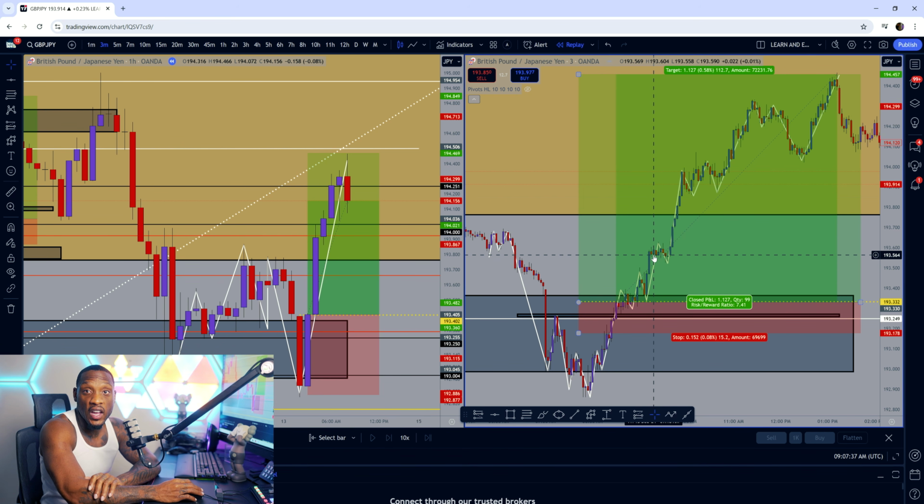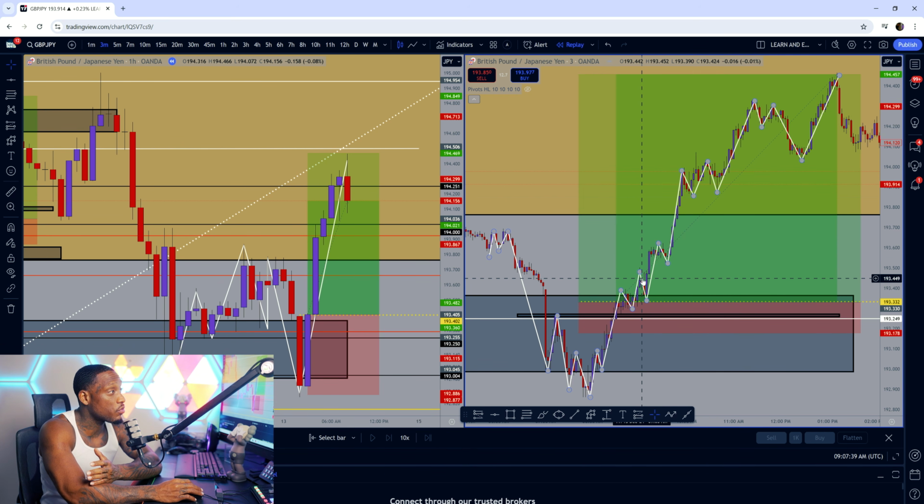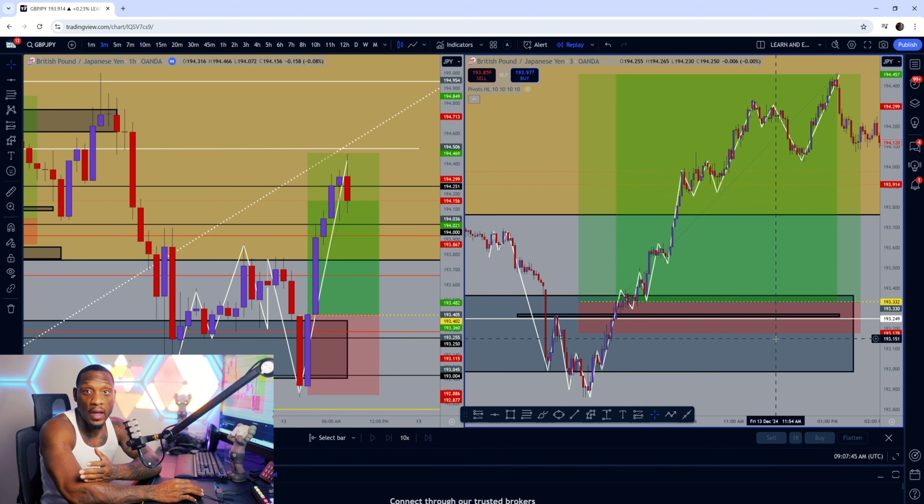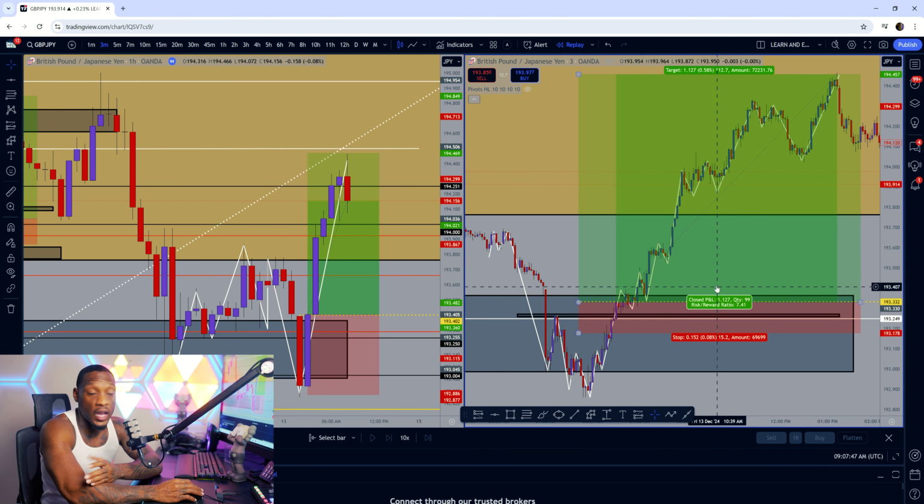Now, on the right side, this is why we want the sniper entry, so we can get in the good entry, the small stop loss, and the big gains. This is what it's all about. This is why you want to use multiple time frames instead of just using one. You want that sniper entry.